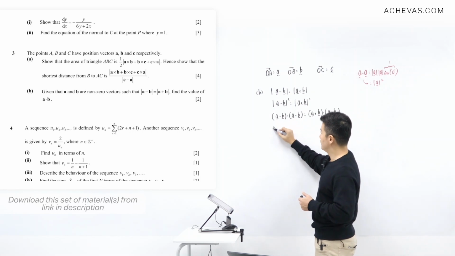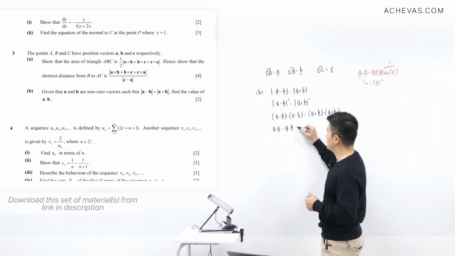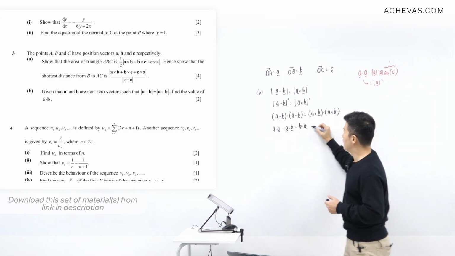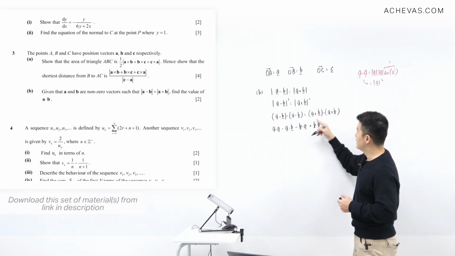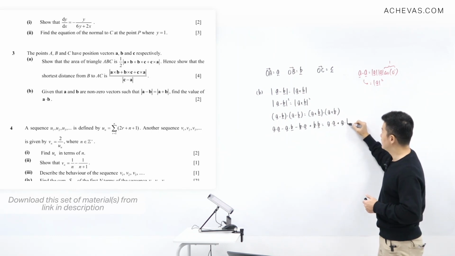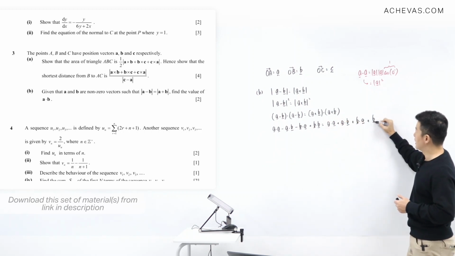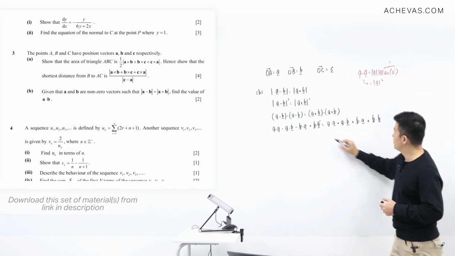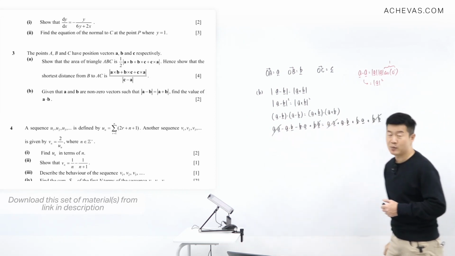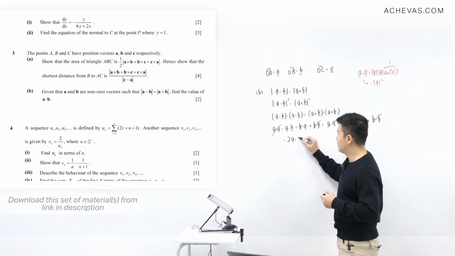So we have A dot A, then minus A dot B, minus B dot A, then plus B dot B, is equal to A dot A, plus A dot B, plus B dot A, and plus B dot B. So B dot B will disappear, A dot A will be cancelled away also. On the left hand side, B dot A is the same as A dot B. So we have minus A dot B minus A dot B. It gives me a minus 2 A dot B.